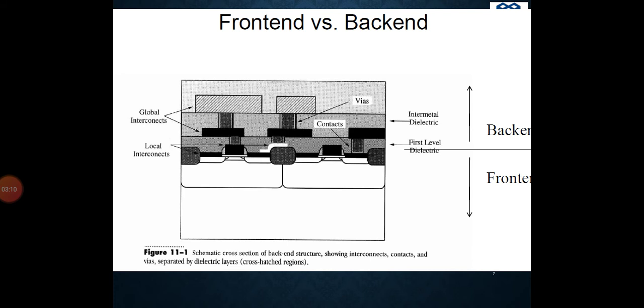Now, front end versus back end. If you see in the figure, there are N and P level. In the front end, there are drain, source, and gate, and in the back end there will be metal contacts and vias, like global interconnects. So these both are connected, one is back end and the second is the front end.